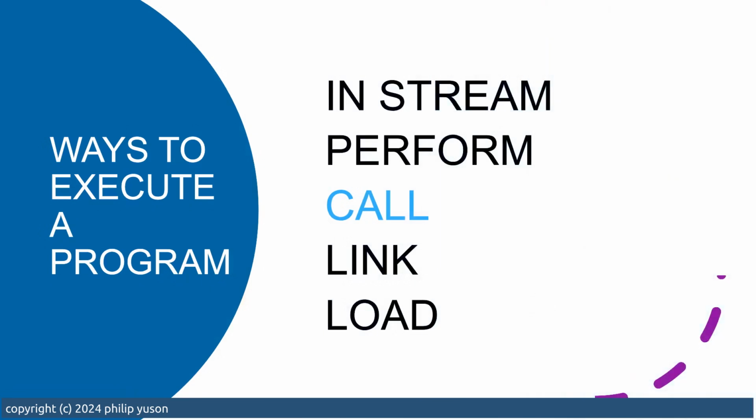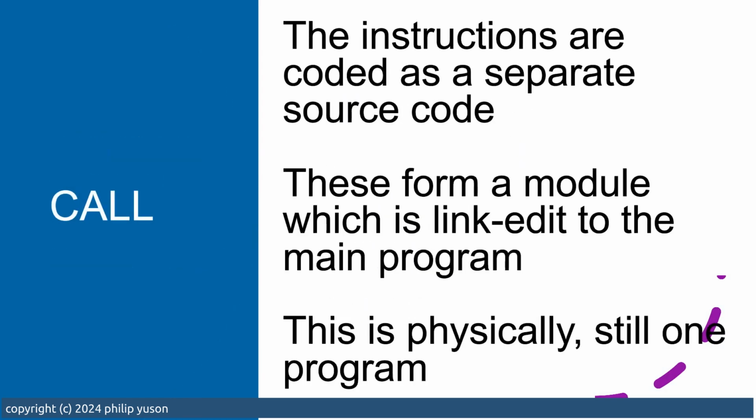The third way of executing a program is using a call. The difference between a call and a perform is that in the call, the instructions are coded as a separate source code, and these form a module which is link edited to the main program. So there are basically more than one program, the main program and also the called programs, but they are physically generated as one executable program.